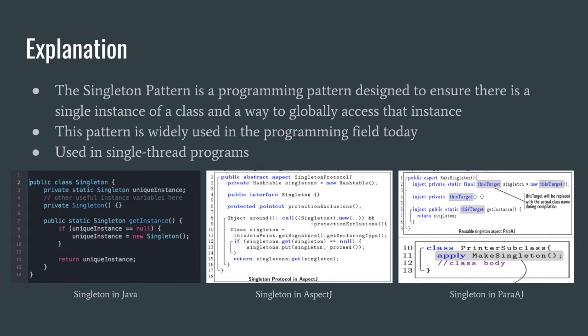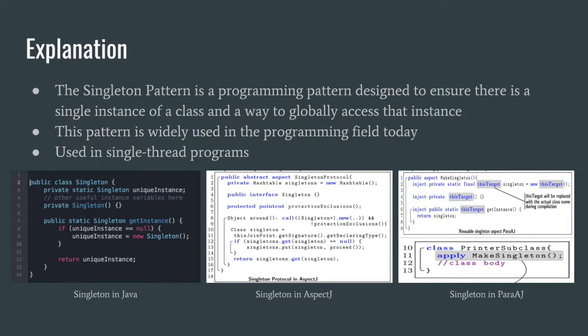This pattern is very widely used in the field today and is typically used on single thread programs where the program is designed to do a single thing at a time. Again, the chessboard might be a good example because it creates the board, and then the pieces, and then each piece is moved individually, only performing one task at a time.